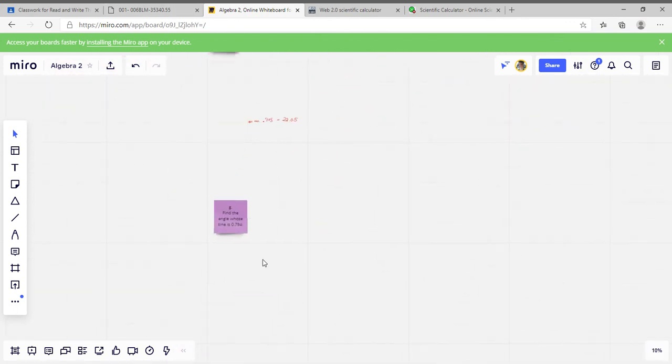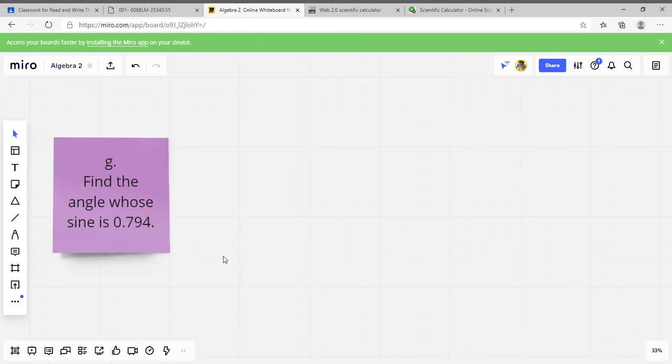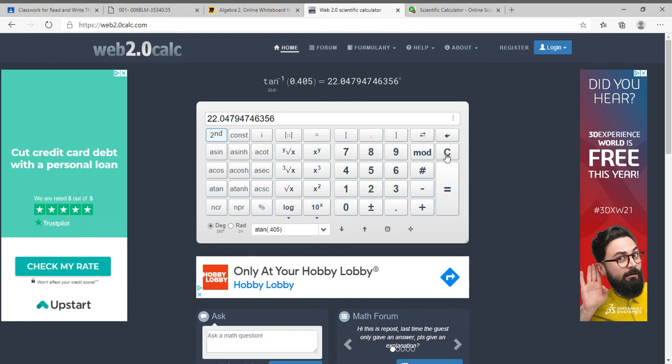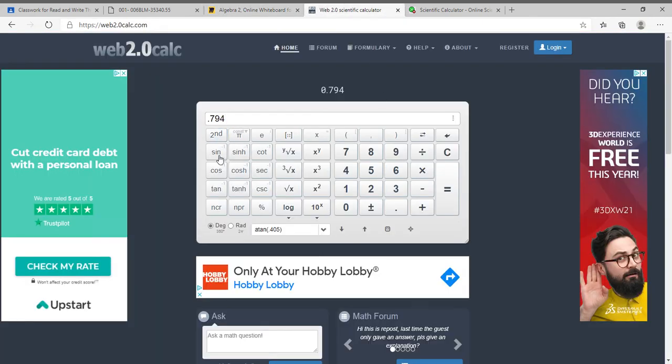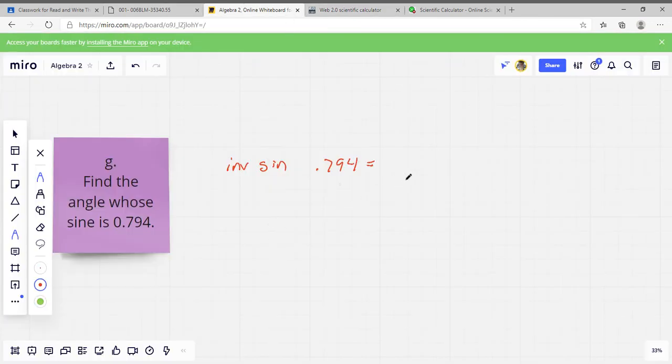Okay, and I think there's one more down here. There it is. Find the angle whose sine is 0.794. So that means that we need the inverse sine of 0.794. So we're going to go over to our calculator, clear that out. 0.794, was that what it was? Yes. Okay, and we need the inverse of the sine. So here's sine. When we hit second, there's a sine equals. And it's 52.56. So 52.56 is the answer to that one.